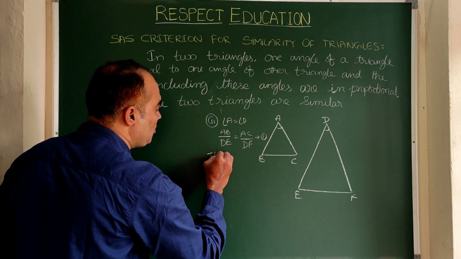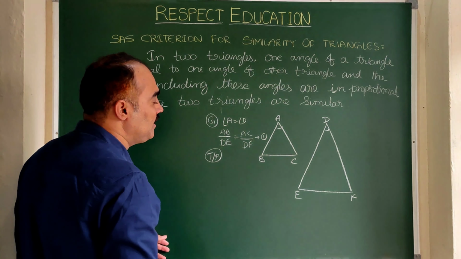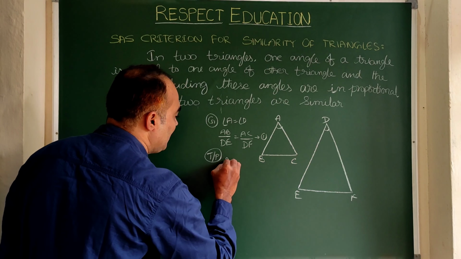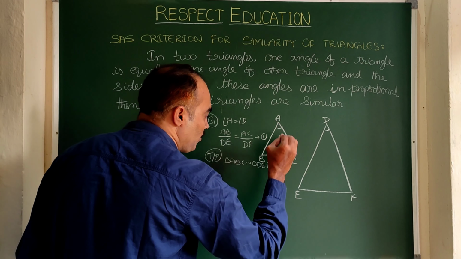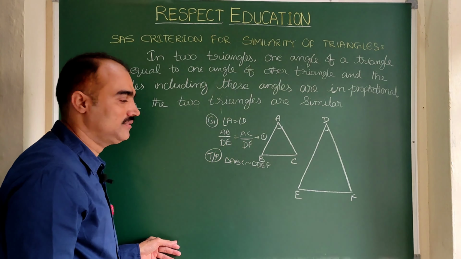And required to prove, we can write to prove, here both the triangles are similar. Triangle ABC is similar to triangle DEF is to be proved. Now this is our task or target.